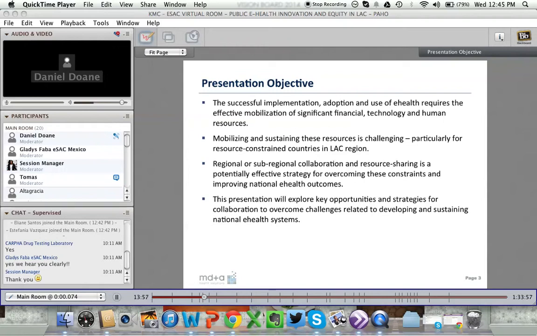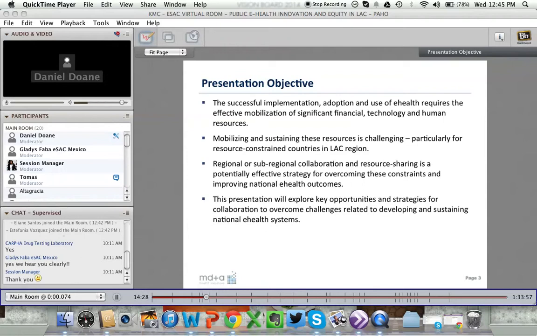When we talk about eHealth, it's really important to realize that the successful implementation, adoption, and use of eHealth really requires effective mobilization of a number of significant financial, technology, and human resources. This is certainly an experience that we in North America and Canada have had over the past 15 to 20 years, and we have, I think, some spectacular failures to demonstrate what happens when you don't actually put all these building blocks in place and have the appropriate resources.